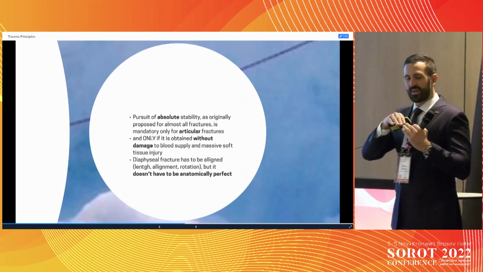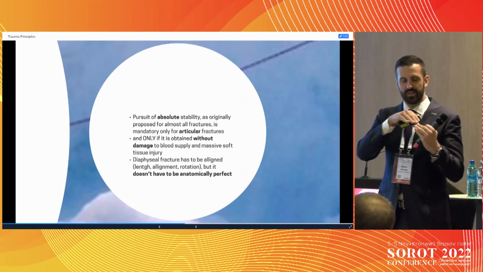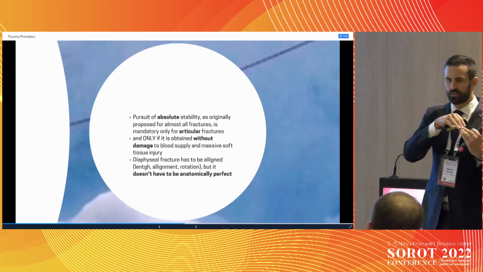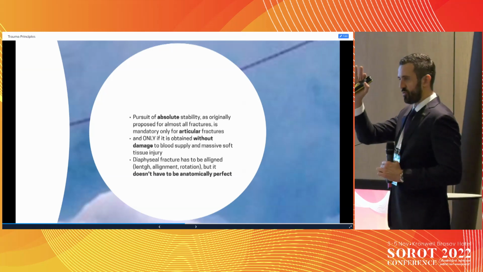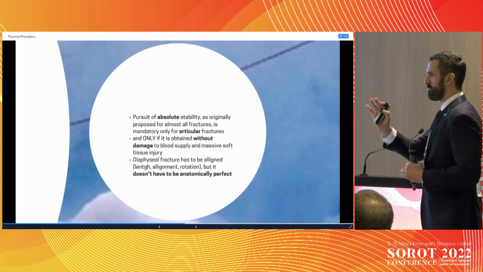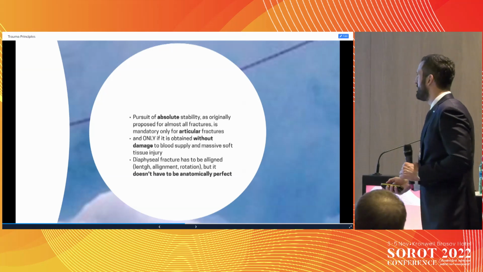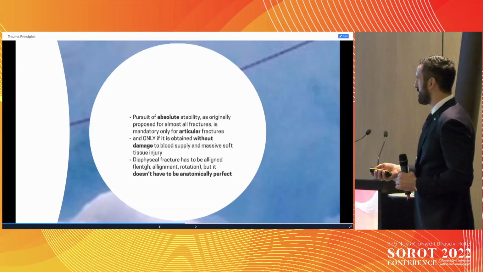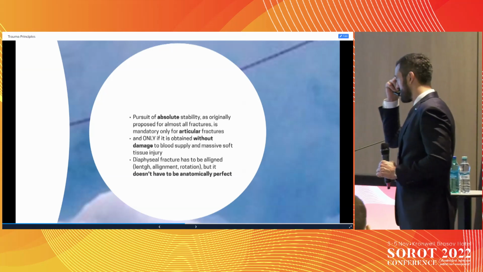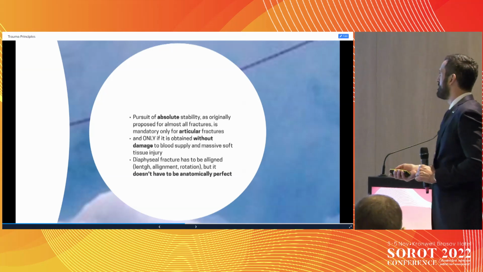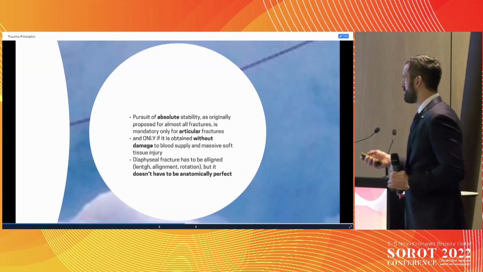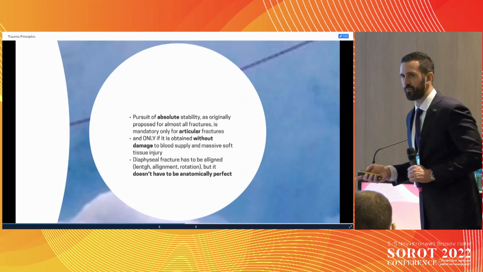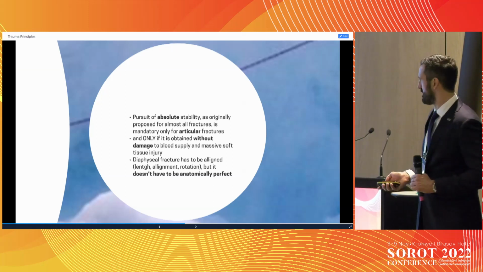Diaphyseal fracture can have a little bit of adlatus movement. It can be shortened a little bit, but it cannot be malrotated. So diaphyseal fracture does not have to be ideally anatomical, and only if it's obtained without damage to blood supply and massive soft tissue injury. So it has to be aligned. Look out for the rotation, but it doesn't have to be anatomically perfect like an articular fracture.